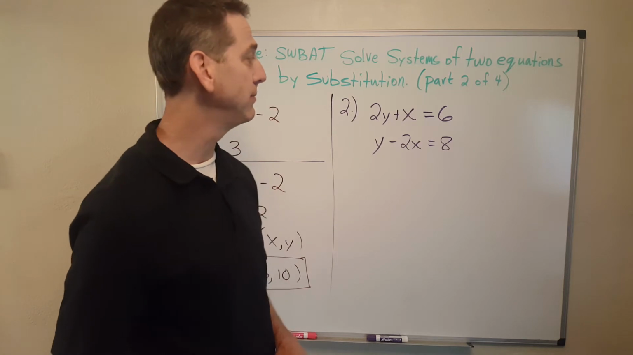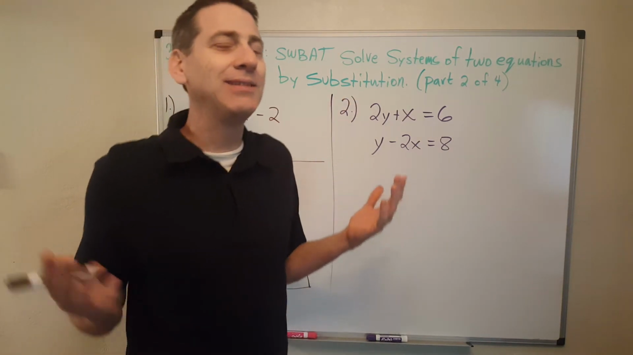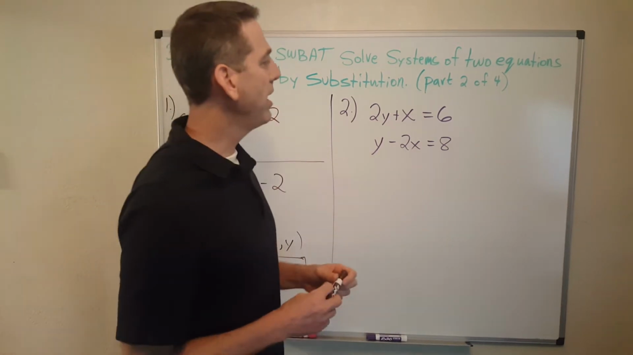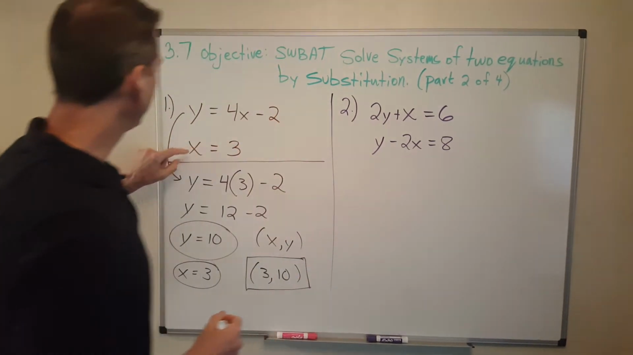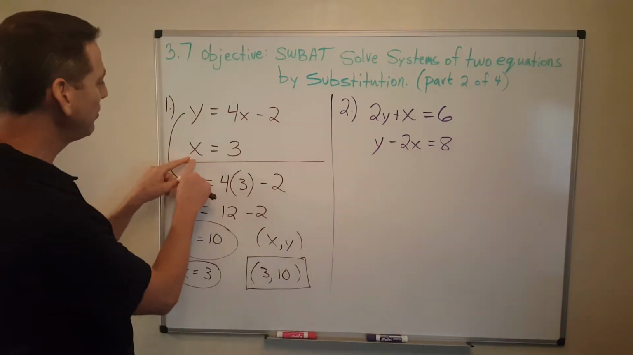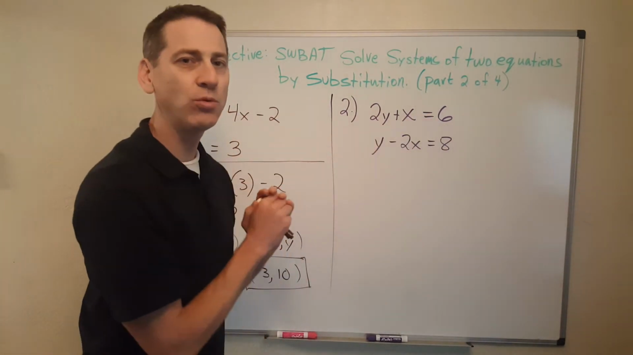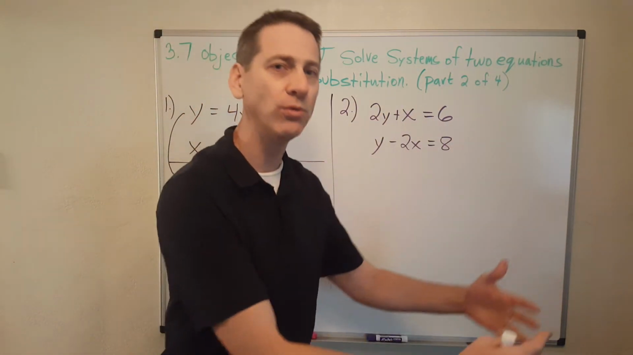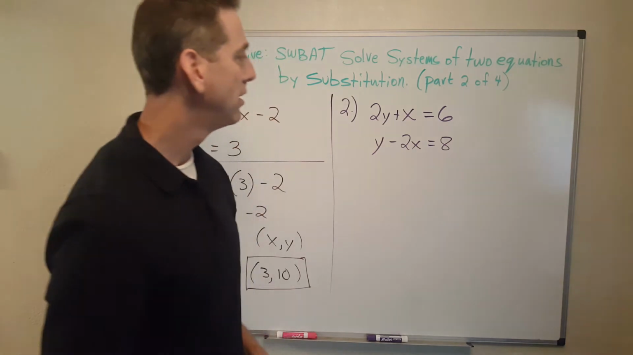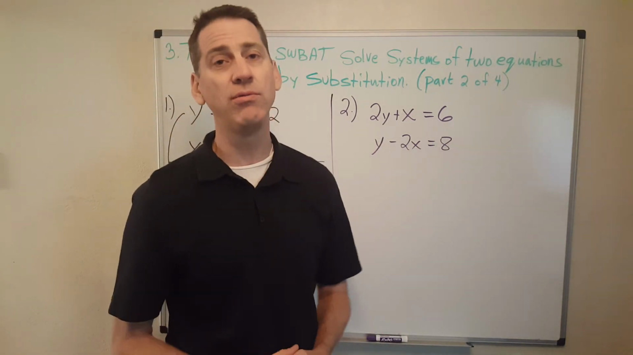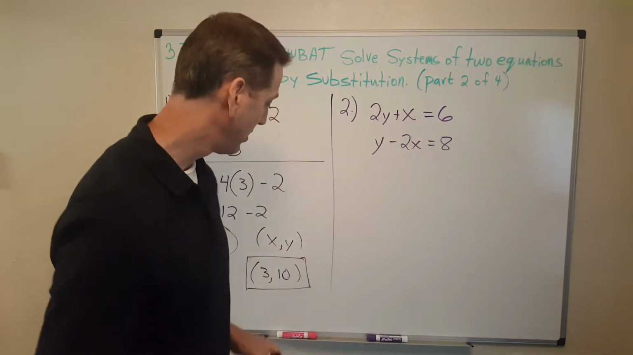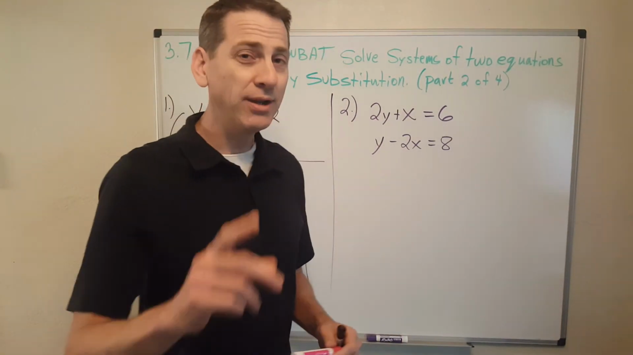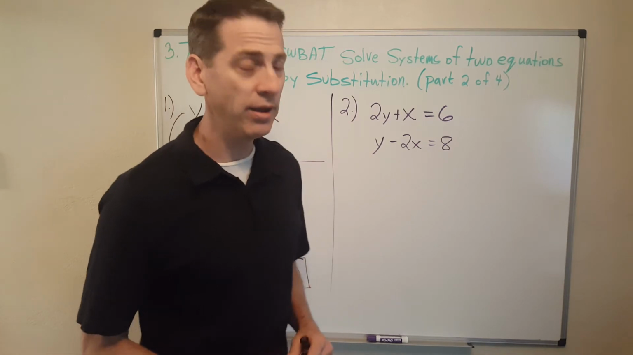That was an easy example just to get our feet wet with this idea of substitution. This one's going to be essentially the same, just involving a little more substitution. Over here it was nice because we already had a variable all by itself set equal to something. Here I don't have that. I don't have x equals or y equals. So I need to solve for one of my variables. I could solve for x or y. It doesn't really matter. But here's the deal, you want to do the easiest one.